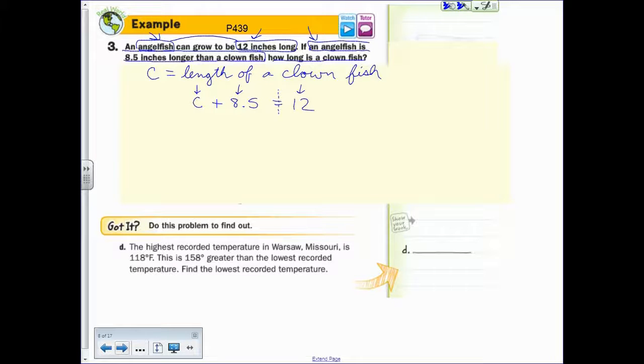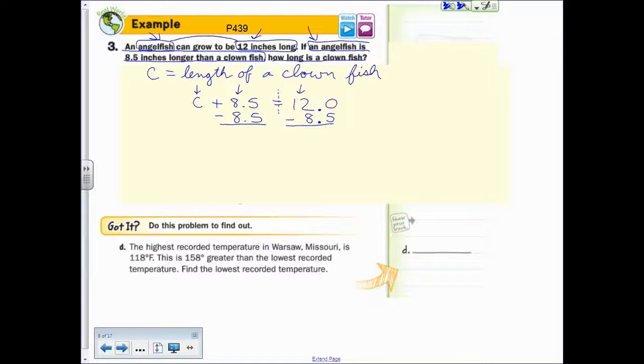Here is my wall of an equal sign. I need to get the C by itself, which means I need to move 8.5 away from it by subtracting 8.5. Well, if I do it to this side, I must also do it to the other side. Being careful to line up the 8 with the 2 because 8 is a whole number, 0.5 is a decimal, which means I'm going to add a decimal and a 0 to 12 so that those things line up.